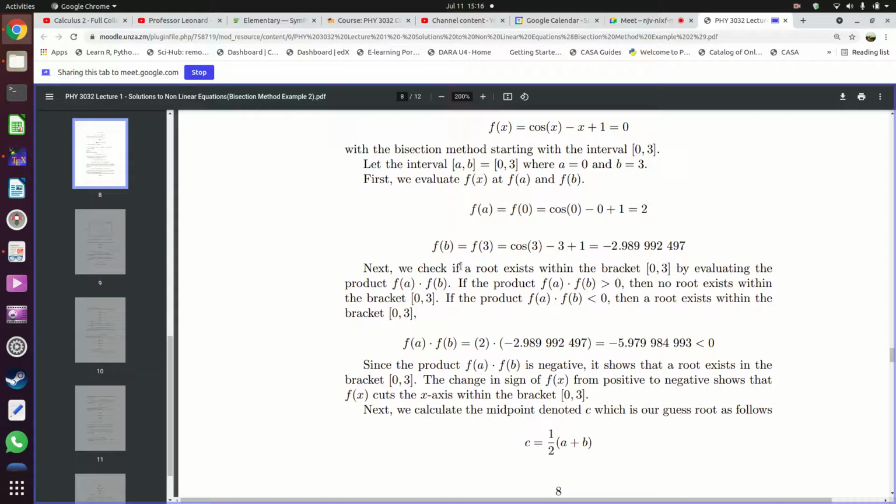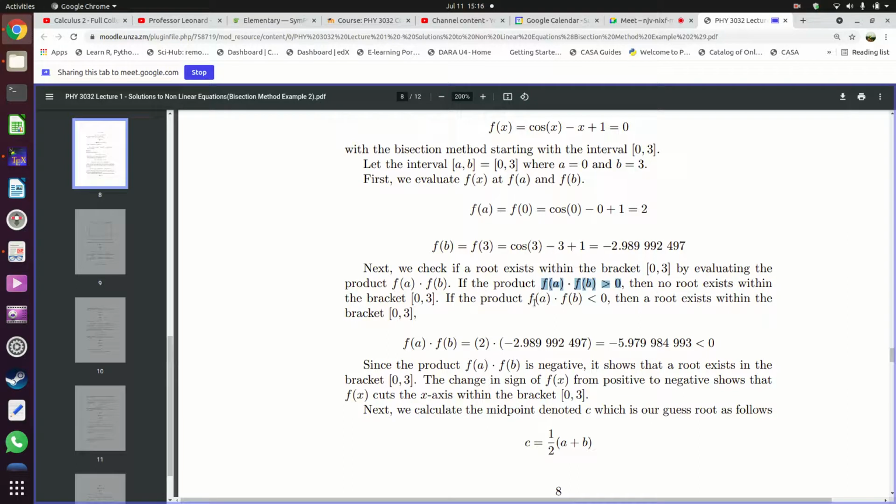So basically, for us to check if there is a root in the bracket 0, 3, you have to work out this product. You have to multiply f of A times f of B. If you find that your product f of A times f of B is greater than 0, then you know that there is no root. Basically, it simply tells you that the function did not cross the x-axis.